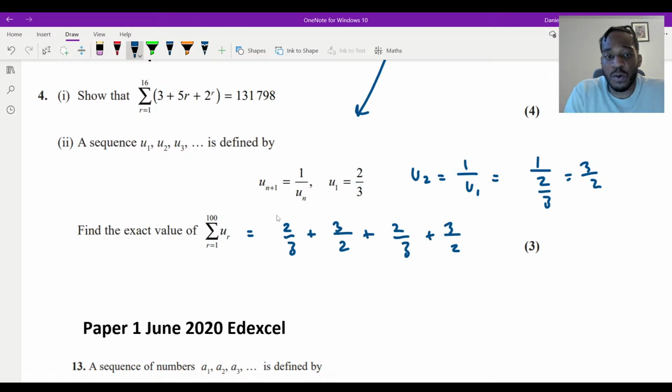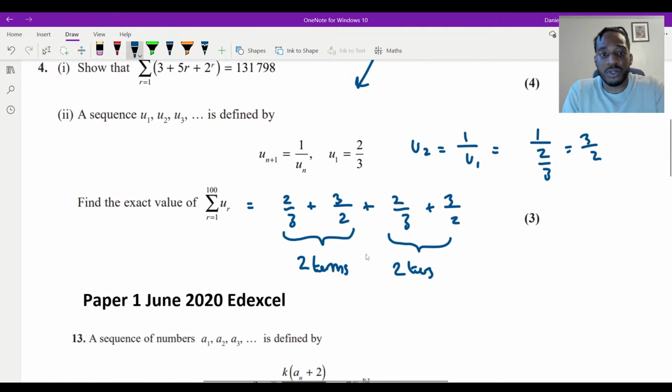What's going to happen is that there's only going to be two distinct terms of this sequence, but they're asking us for the sum to 100 terms. Don't panic, this is easy. If we're looking for the sum to 100 terms, I know that every 2 terms I get 2 over 3 plus 3 over 2. This is 2 terms here, and we're trying to get to 100. Well, how many 2s go into 100? There's 50 twos that go into 100.